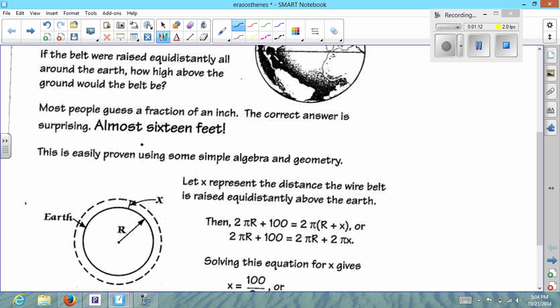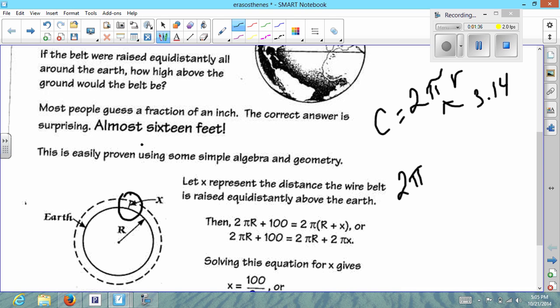So x is the distance that the wire belt is going to be raised off of the Earth. So that distance x is right here. To find the circumference of the Earth, circumference is equal to 2 times pi times the radius of the Earth. So it's 2 pi r, and pi is approximately 3.14. What Eratosthenes said was 2 pi r plus 100, that's the belt that's been added on there, is equal to 2 pi times whatever the radius of the Earth is, plus some number called x.